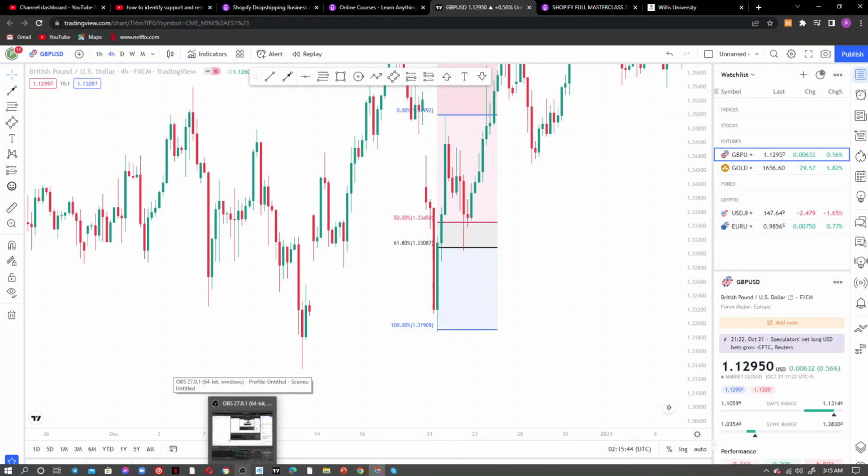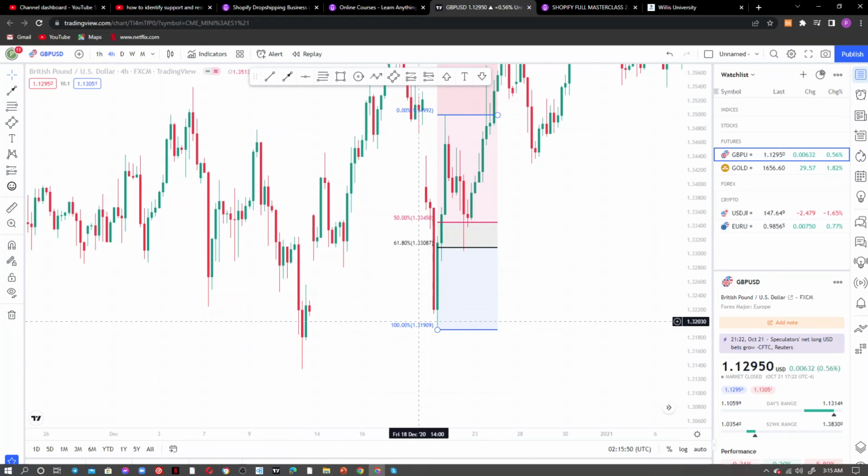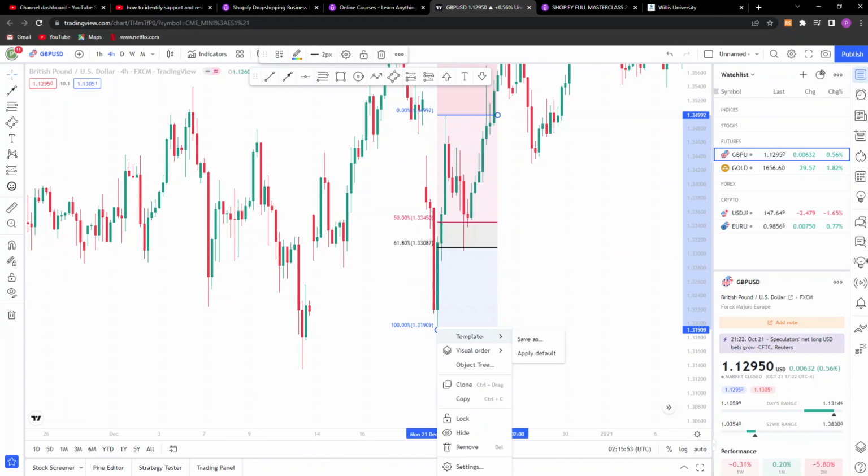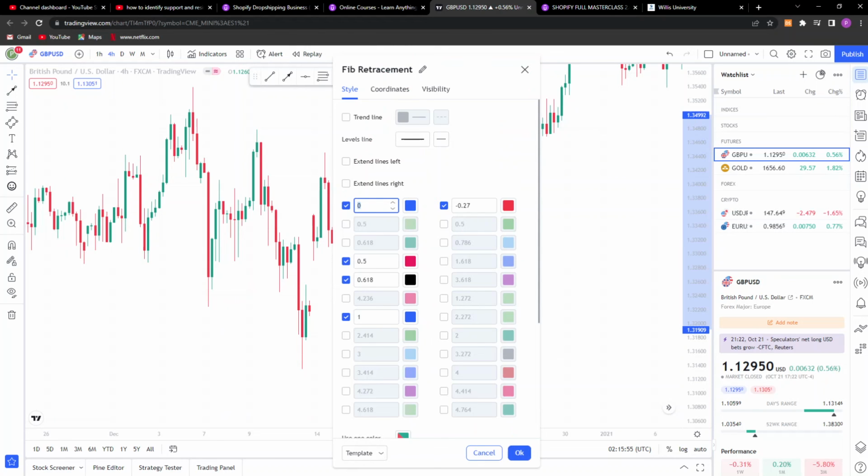How to use your Fibonacci. So first things first, make sure you get the settings which I showed. Let me just go back to it. Settings. You want to set your Fib to look exactly like mine. Tick this 0.5. You input 0.618, input it and tick it, tick 1, tick 0, negative 0.27. In another video I'll be showing you the uses of this negative 0.27.